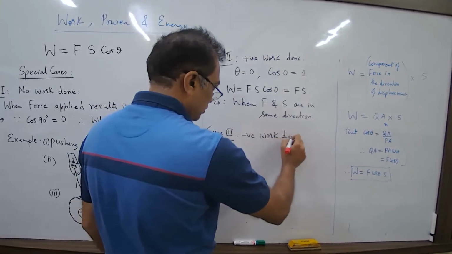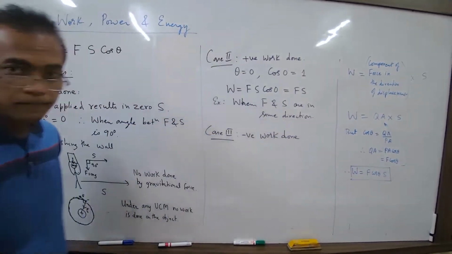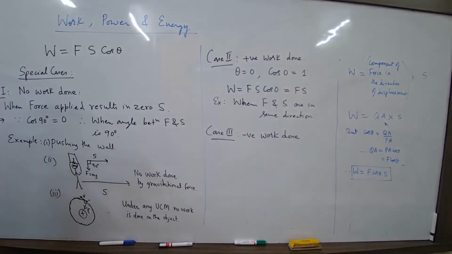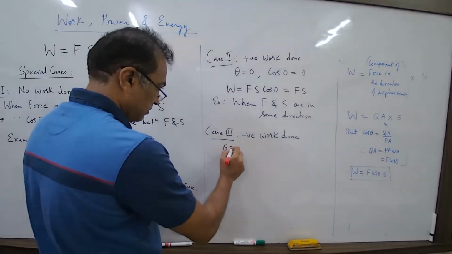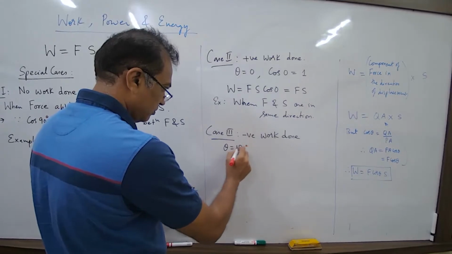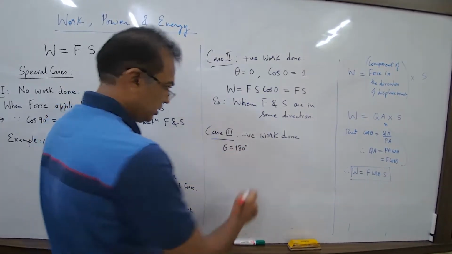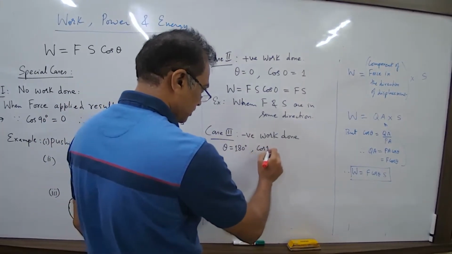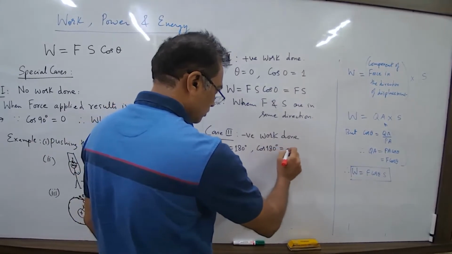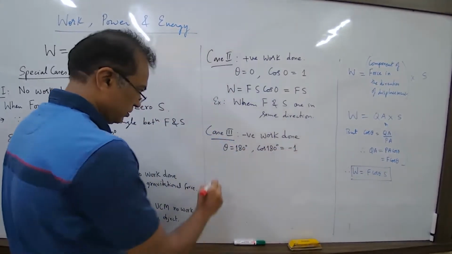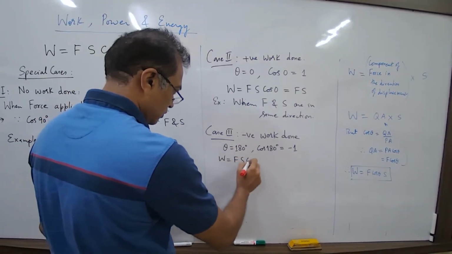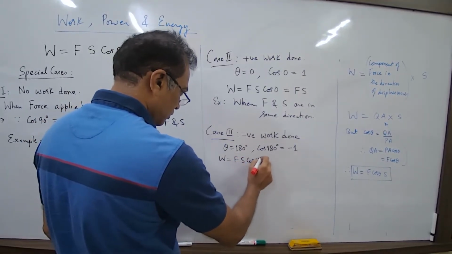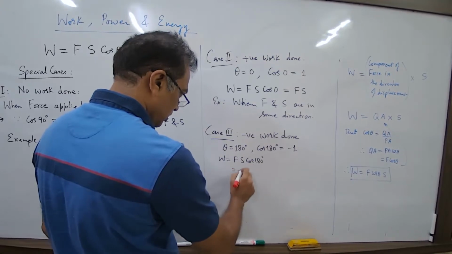When is the work done on the body negative? Then theta is 180 degrees between force and displacement, right? Cos 180 is -1. Therefore W is Fs cos 180, equal to -Fs.